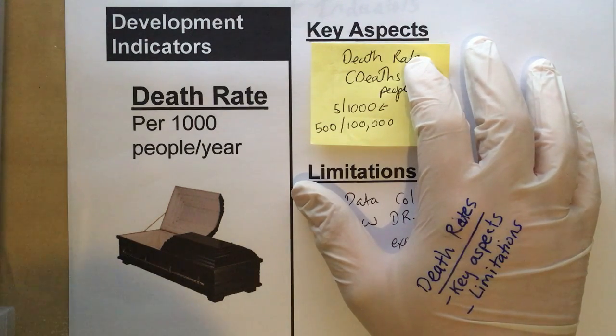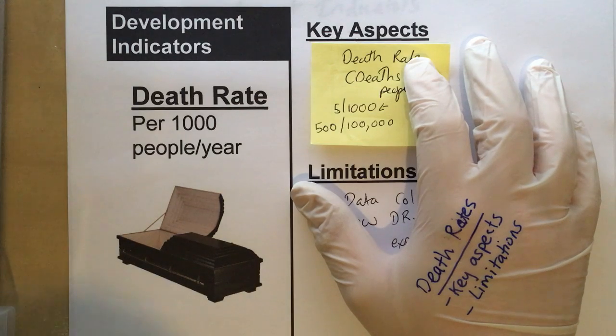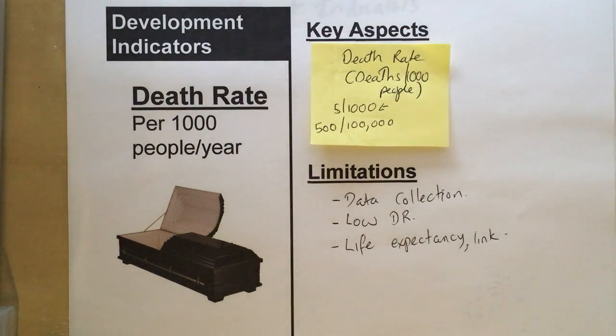We're going to look at development indicators today, and in particular the death rate development indicator. We're going to look at the key aspects, the limitations, and various other things connected with that. So just a quick review.